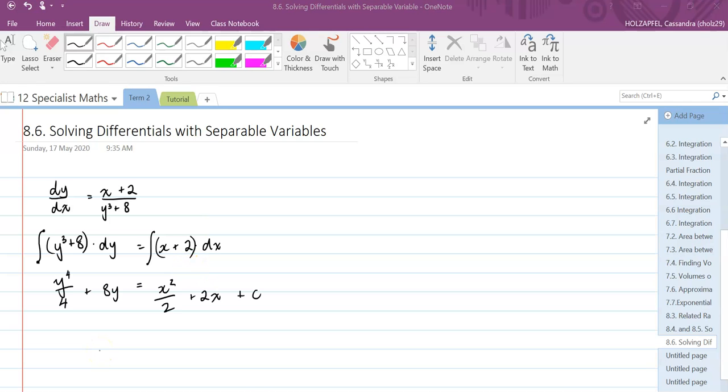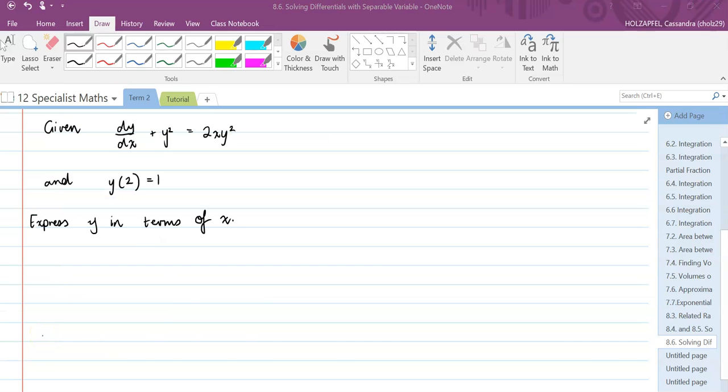Now that I've integrated each side and I've added c, I could rearrange to solve in terms of y, in terms of x, or in terms of c. It just depends on what particular reason you're going to use this expression for. For me, I'd probably just find this in terms of c. So we have y^4/4 + 8y - x^2/2 + 2x is equal to c. That way, if I had additional information, I could go ahead and solve for c.